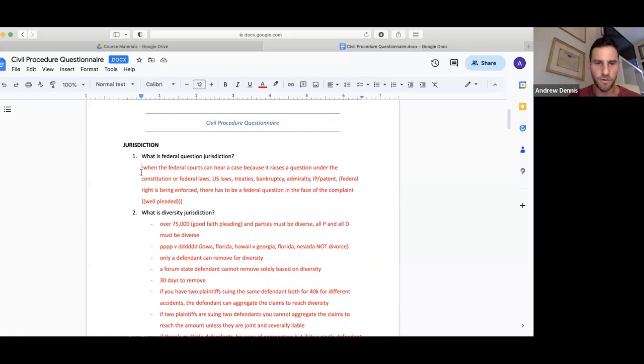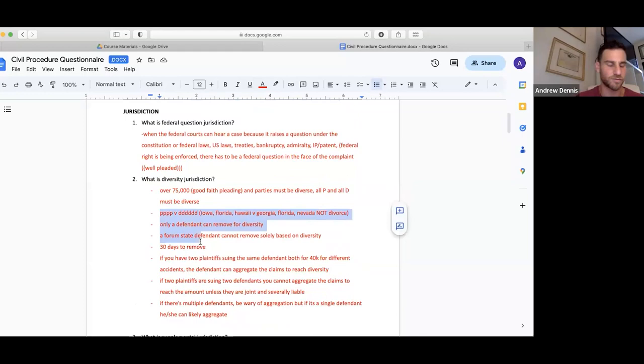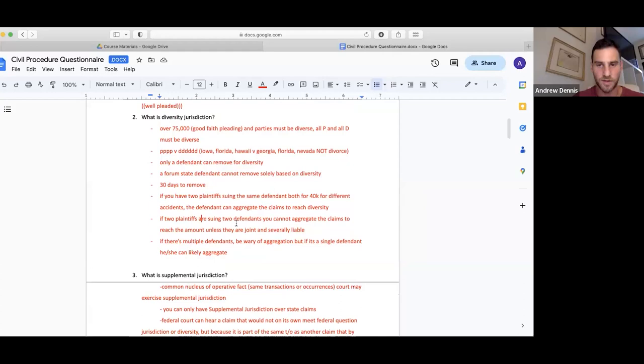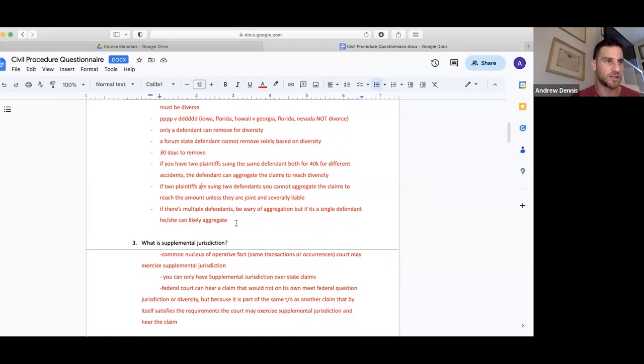Yeah, we know federal question jurisdiction, that's where we're getting in from some constitutional or federal thing. We know diversity jurisdiction, that's when it's $75,000 and everyone's diverse. And of course, the forum state defendant cannot remove based solely on diversity. We talked about aggregation of claims, where you can aggregate if it's a single defendant, but it's more difficult if it's two defendants. We talked about supplemental jurisdiction, different from aggregation, because aggregation is trying to raise to meet the dollar amount. Supplemental jurisdiction is actually adding on another claim that wouldn't in itself meet the requirements of federal jurisdiction. And you need the common nucleus of operative fact. Yeah, that's the key thing.